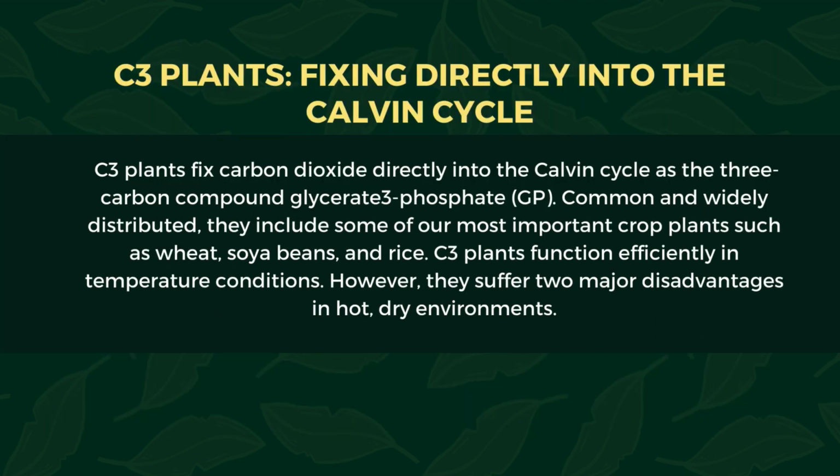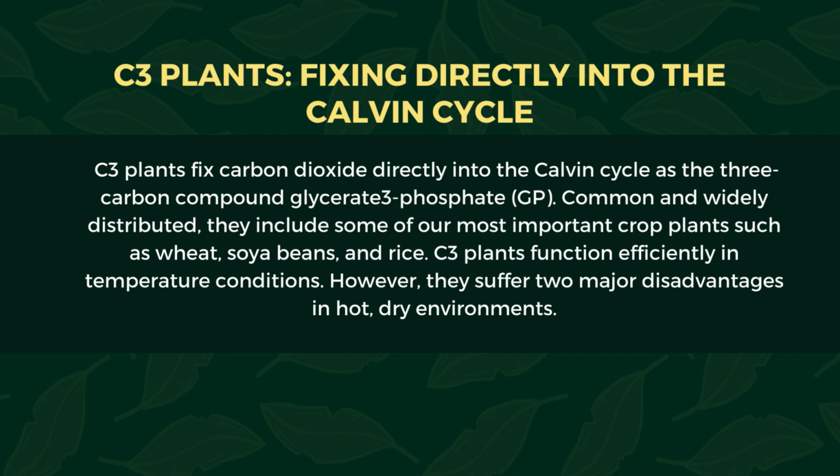C3 plants, fixing directly into the Calvin cycle. C3 plants fix carbon dioxide directly into the Calvin cycle as the 3-carbon compound glycerate 3-phosphate. Common and widely distributed, they include some of our most important crop plants, such as wheat, soybeans, and rice. C3 plants function efficiently in temperate conditions.